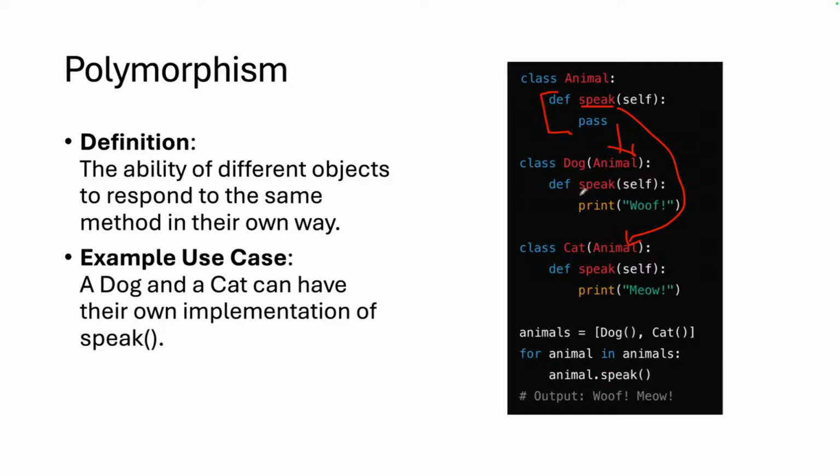However, when you do implement speak, you can do it in your own way. So this dog implements speak and prints wolf, and the cat implements speak and prints meow. So if we create a list and we put two things in the list, an instance of dog and an instance of cat, we say for animal in animals, animal.speak. The first animal will print wolf and the second animal will print meow. So both the dog and cat can have different implementations of that.